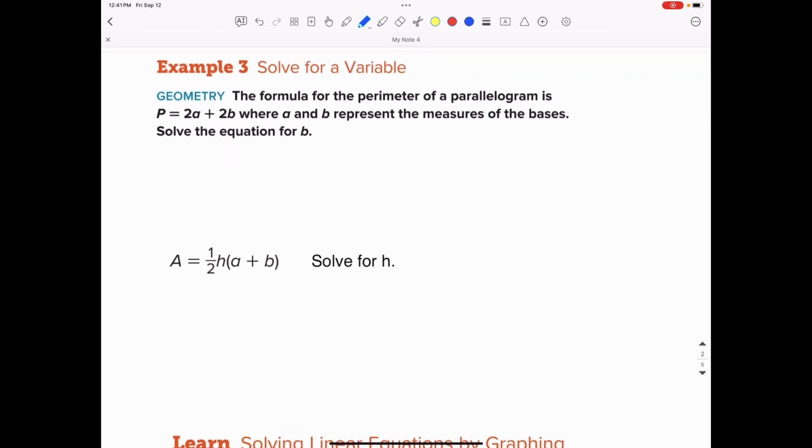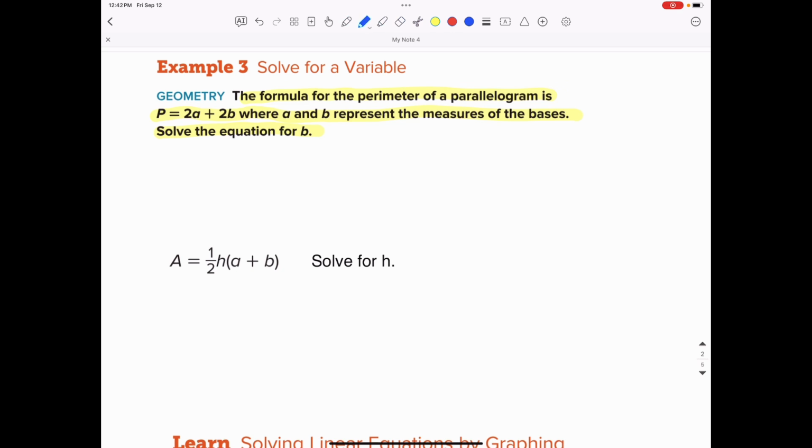On occasion, we will have equations that do not have all numbers in one variable. Sometimes it will have multiple variables in it, and you will be required to solve for a specific variable. You've actually done this already when you change a linear equation from standard form and solve it for y, but it's not always just about lines. The formula for the perimeter of a parallelogram is P equals 2a plus 2b, where a and b represent measures of bases. Solve the equation for b.